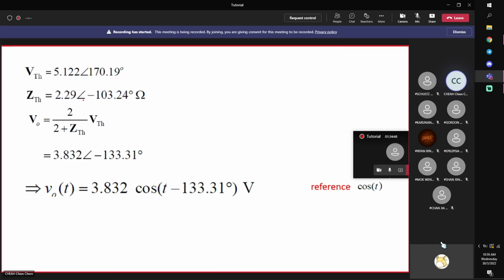And therefore, we just substitute the VTH and ZTH that we have calculated. We can find V0. And don't forget to convert back into your sine wave, using cosine as a reference. Remember, cosine 1t, frequency 1, is negative, right? It's lagging behind your reference by 133.31 degrees. It has a magnitude of 3.832.